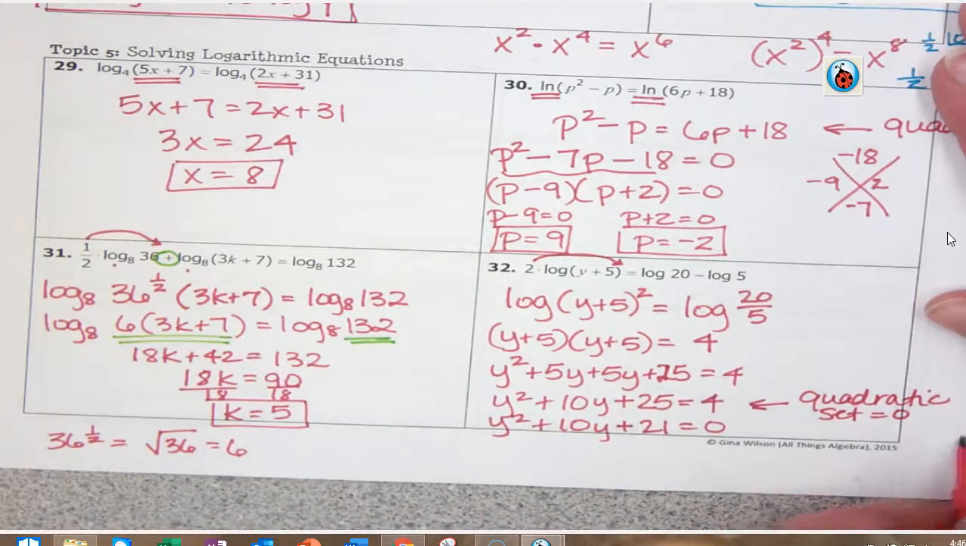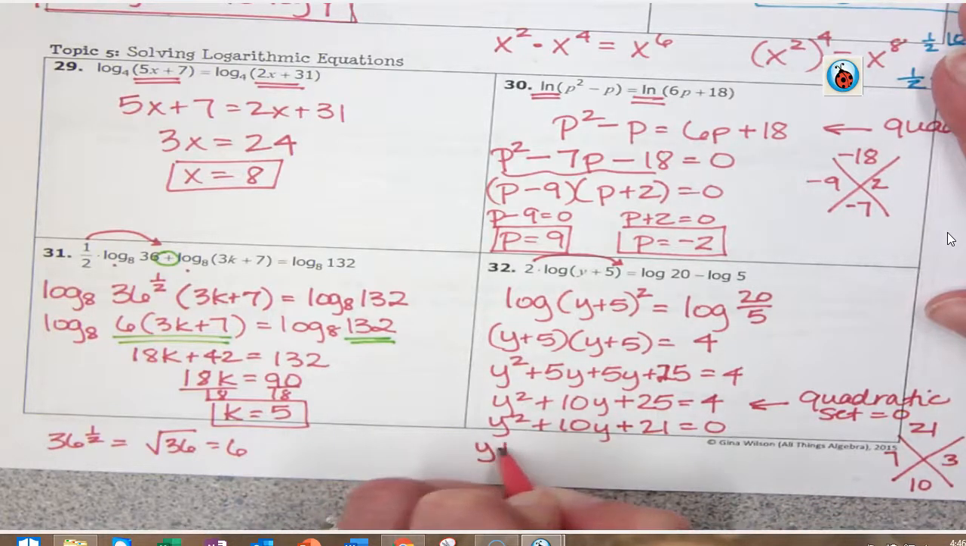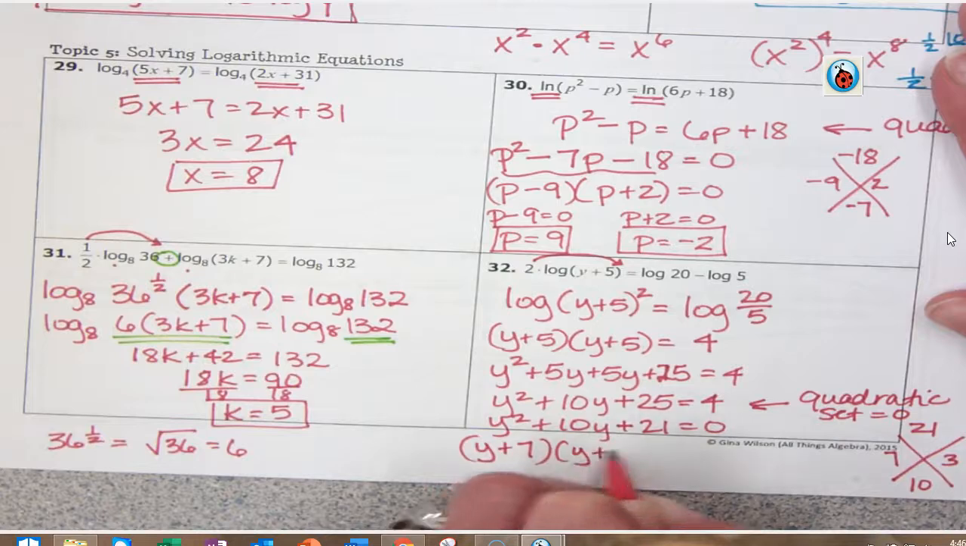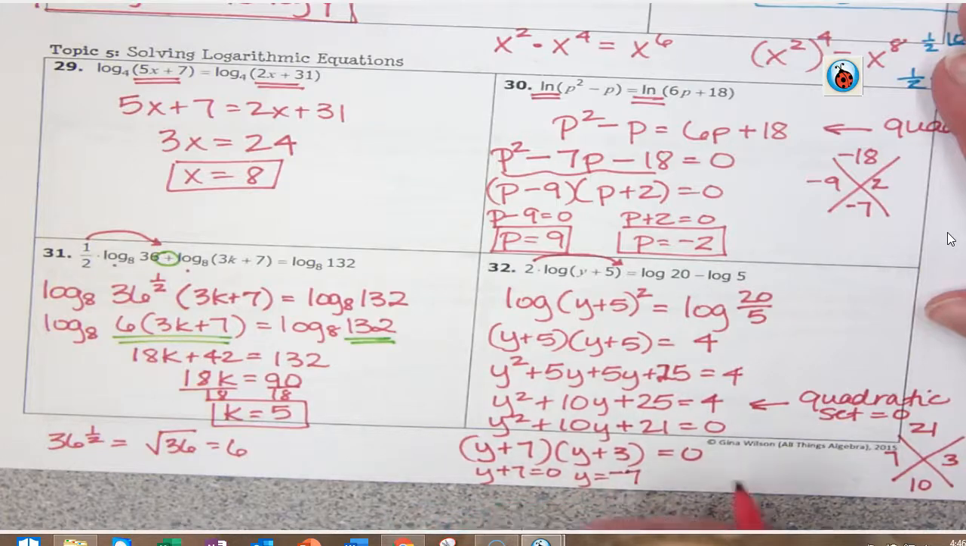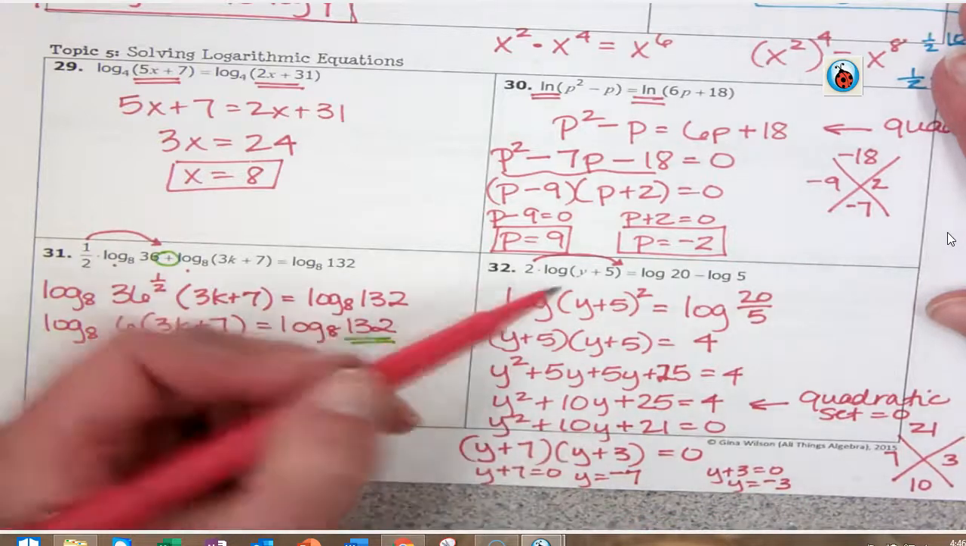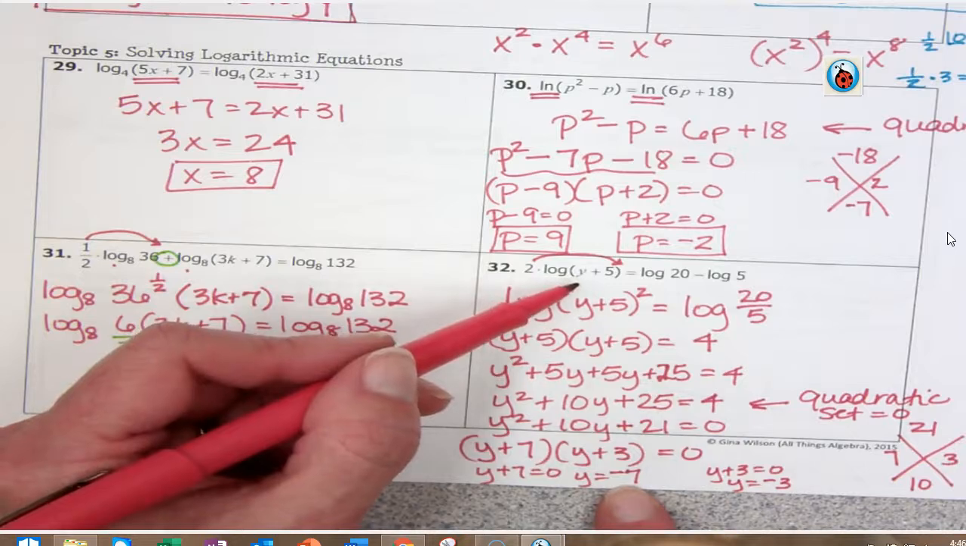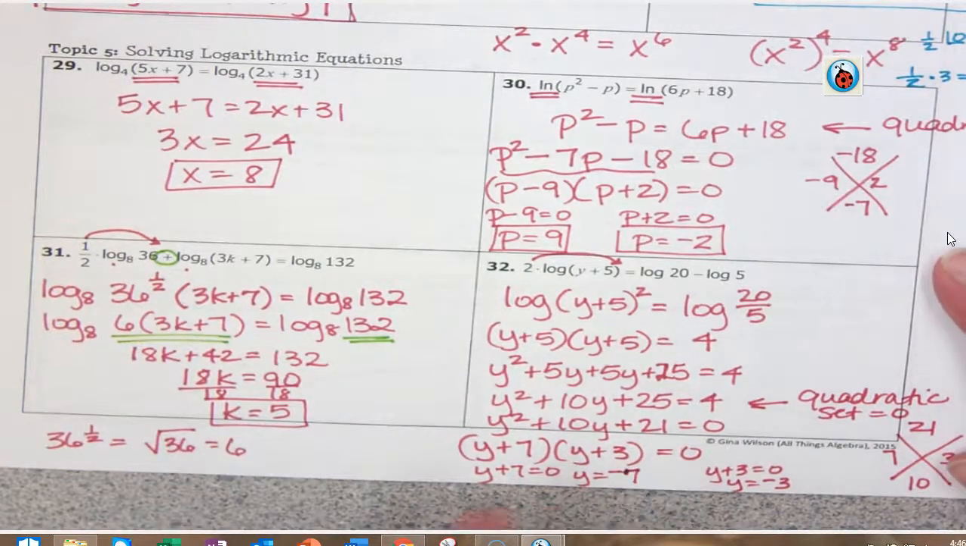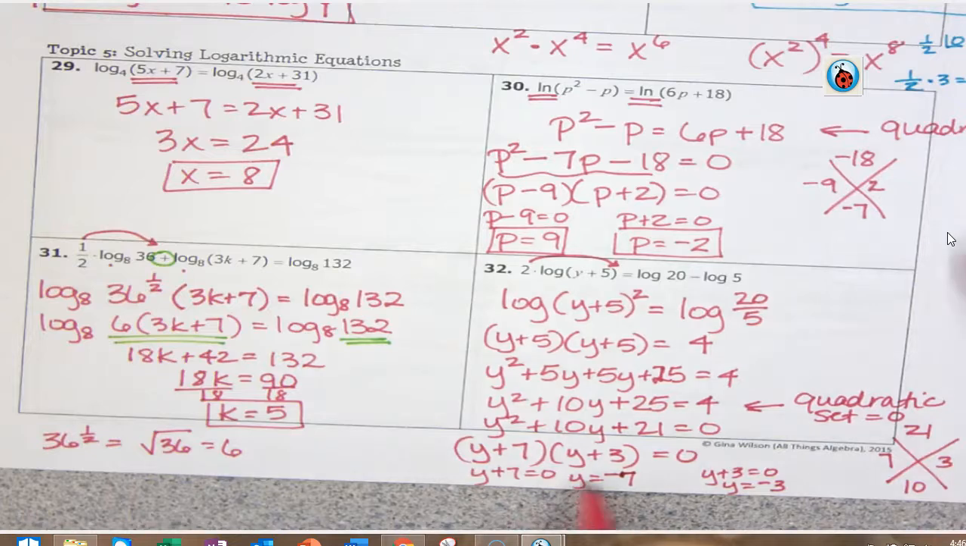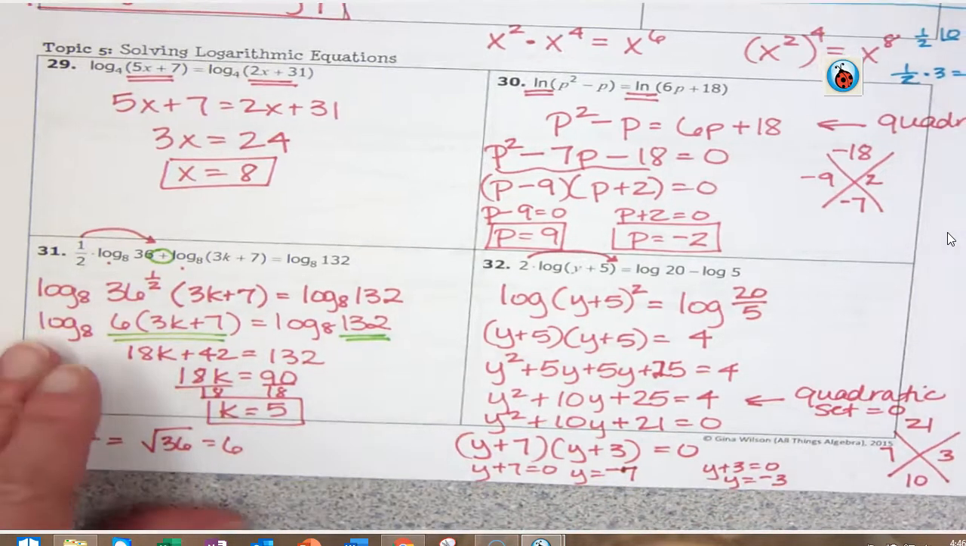And then I can factor what two numbers are going to multiply to give me 21, add to give me 10. That's going to be 7 and 3. (y + 7)(y + 3) = 0. y + 7 = 0, which is going to be y = -7. y + 3 = 0, which is going to be y = -3. Now I need to double check. Negative 7 is going to make this negative, but then it's going to be squared, so it'll be positive, so that's okay. Both answers will work. Moving on.